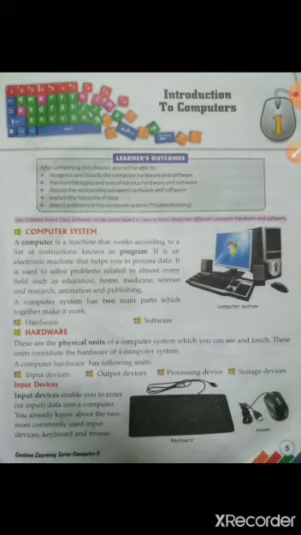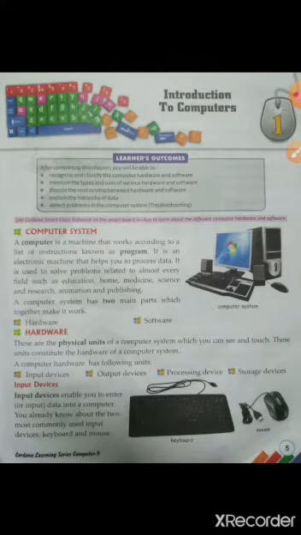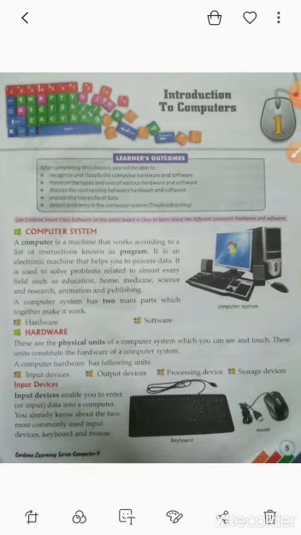Computer hardware includes the physical parts of the computer which we can touch and feel, like keyboard, mouse, monitor. Computer is made up of different hardware devices like keyboard, motherboard, mouse, monitor, and all these devices are categorized into different types. So now we'll see the different categories of hardware in detail.